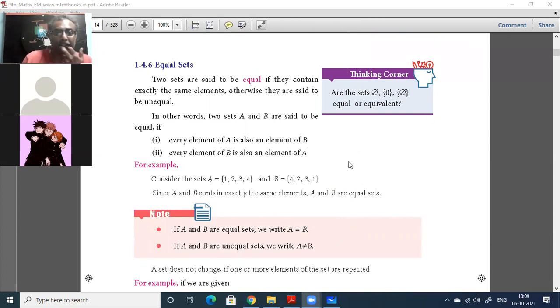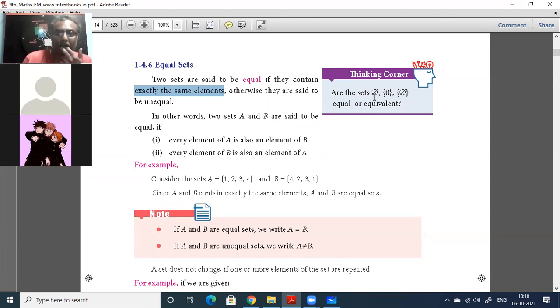Okay, now let us take equal sets. This is very important. Equal sets. Two sets are said to be equal if they contain exactly the same elements. Otherwise, they are said to be unequal. Exactly the same elements. Whatever is in A should be in B. They can be in a different order, but even if it is a different order, the same number of elements must be there. The elements also must be the same. If 1 is in set A, then 1 must be in set B. If 2 is in set A, then 2 must be in set B. You can say 1, 3, 2. You can also say 1, 2, 3. But all the elements are the same.